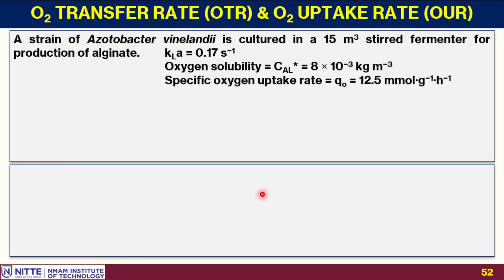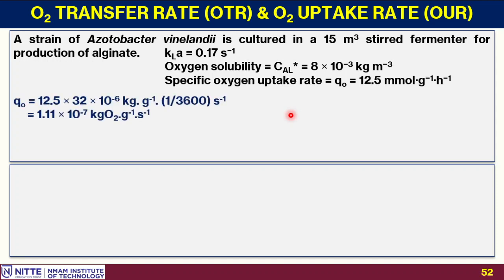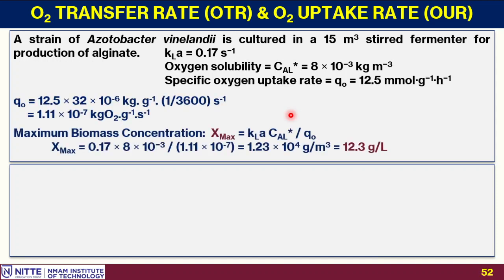So related to it, I have a numerical problem here. It goes like this. A strain of Acetobacter vanillandii is cultured in a 15 meter cube stirred fermenter for production of alginate. That is one key sentence. Three data are given. KLa value is given. Oxygen solubility, C star, the equilibrium concentration, that is the solubility limit of oxygen under this condition, is provided. Specific oxygen uptake rate, Q naught, is also provided. You have to find out the maximum cell biomass that can be produced.